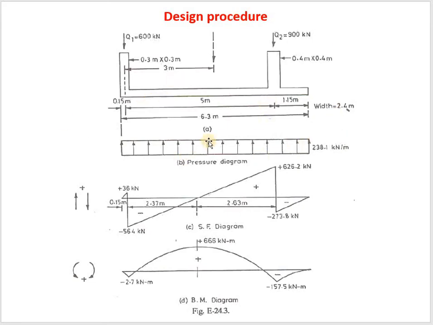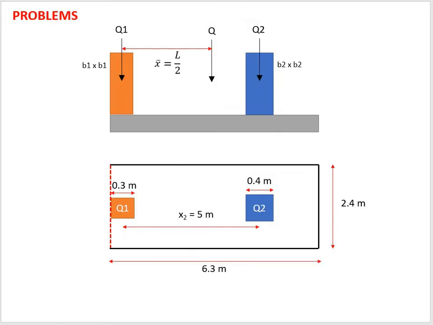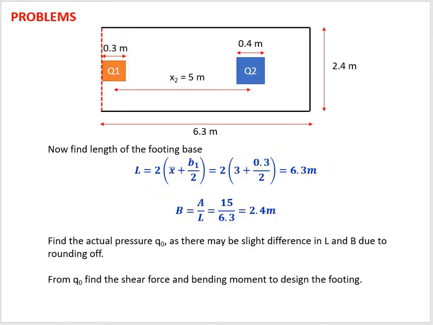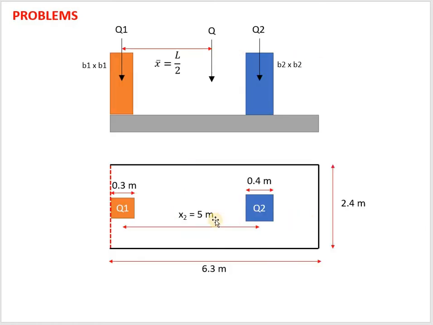Now for this corresponding pressure diagram and this loading condition, you find the shear force diagram as well as the bending moment diagram. Already you have learned all these things in your previous semesters. So if anyone wants to try, you can find the bending moment and shear force diagrams, which are finally used for the design. But from an exam point of view, you only have to find the L and B of this footing and finally show this sketch.